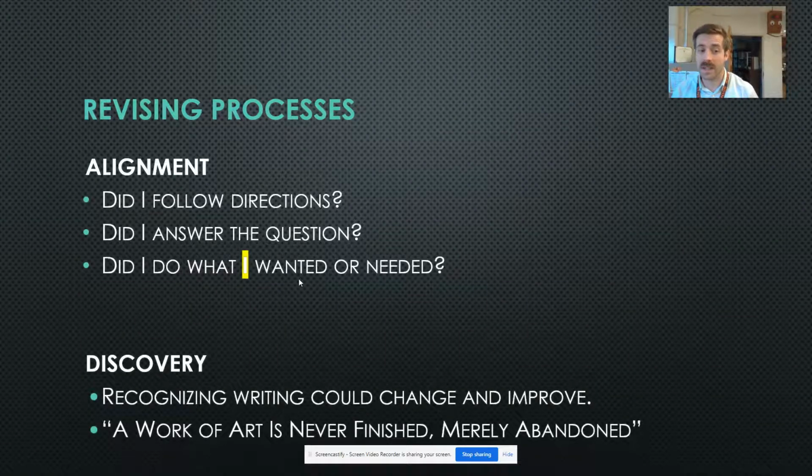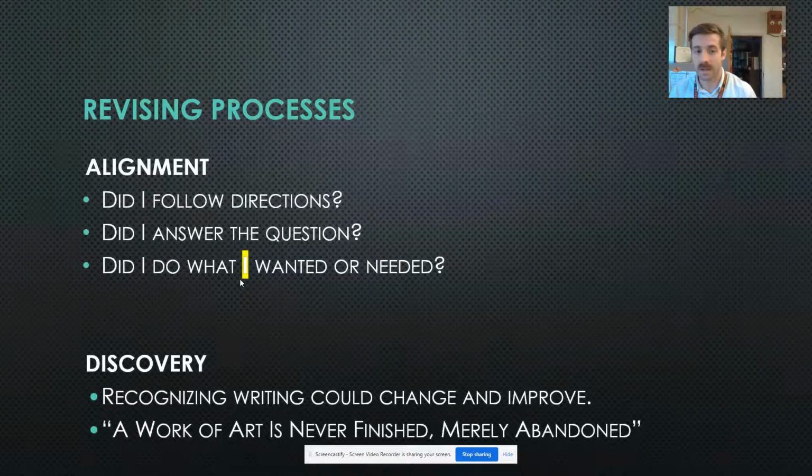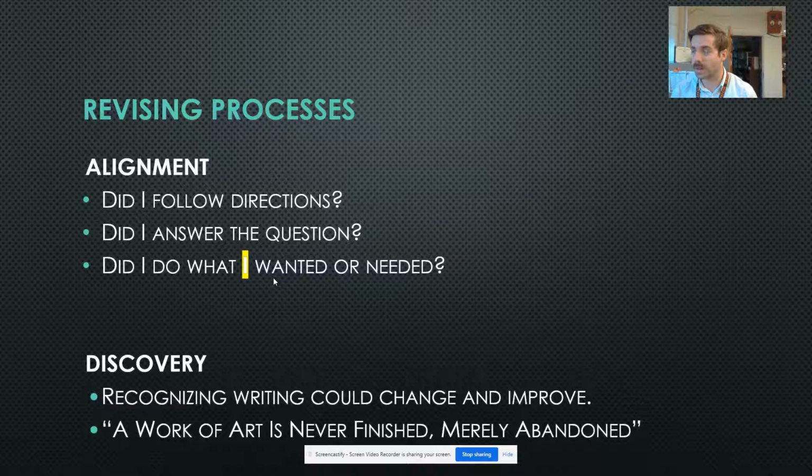And then also ask, did I do what I needed to do? Hopefully writing essays is kind of a personal exploration. Hopefully you can look back on this and think, did I convey the ideas that I wanted to convey? Did my point get across? And then the other part of revision I would call discovery. That's where you're recognizing where you could improve your own writing.